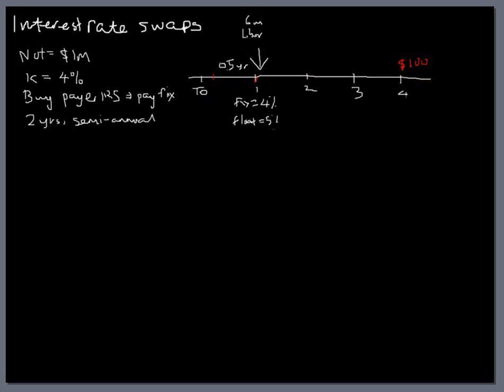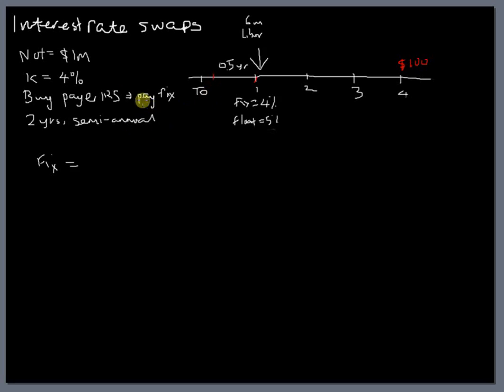When this happens, it's as if the two legs of the IRS are such that we are paying fixed, as if we are selling a bond, and we are receiving a floating rate bond. So when we do it in this manner, we are valuing two bonds, one fixed and one floating. Valuation of the fixed rate bond is simple. I think everybody should know this by now.